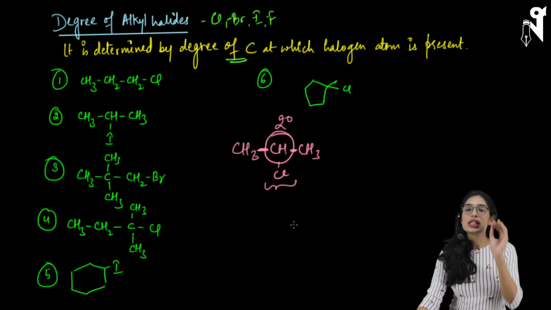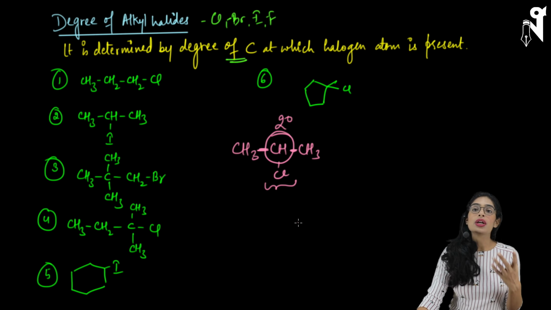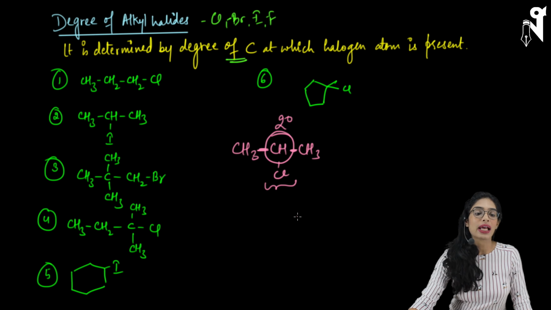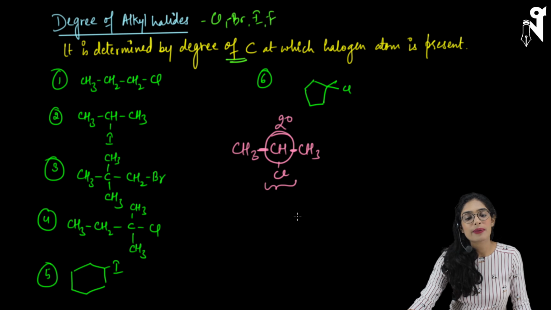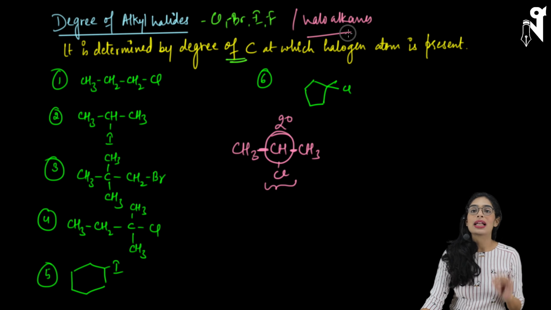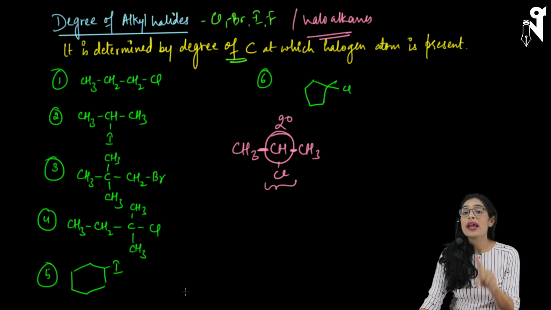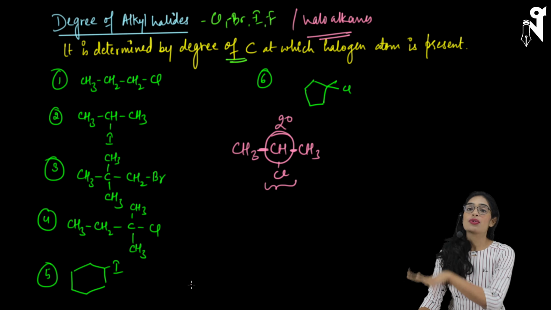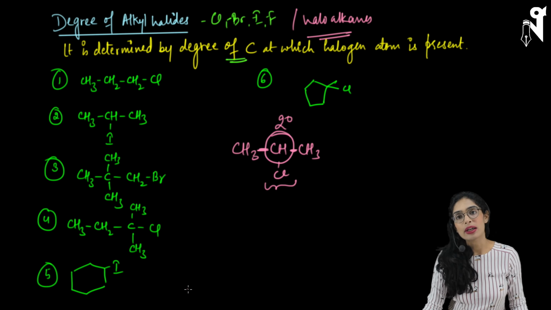So basically, the degree of a halogen, or of a haloalkane or alkyl halide, you can call it anything, will depend upon where the halogen group is present, where the chlorine, bromine, iodine, or fluorine is present, and what is the degree of that carbon.